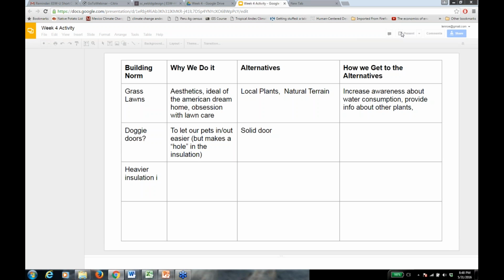but I wasn't quite sure how to get to those alternatives, because those are the ones that I was thinking of, like just having a solid door, that's pretty standard, but yeah.